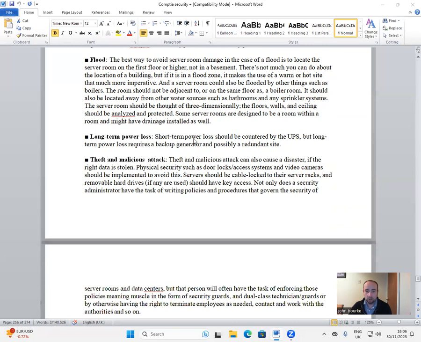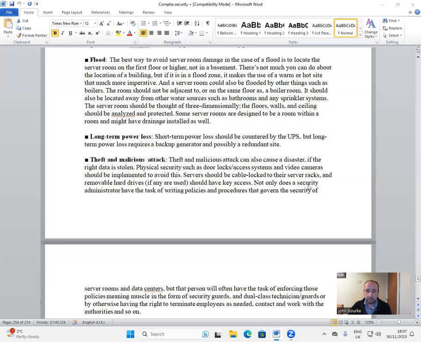Long-term power loss. Short-term power loss should be countered by the UPS, but long-term power loss requires a backup generator and possibly a redundant site. Theft and malicious attack. Theft and malicious attack can also cause a disaster. If the right data is stolen, physical security such as door locks, access systems, and video cameras should be implemented to avoid this. Servers should be cable locked to their server racks, and removable hard drives, if any are used, should have key access.